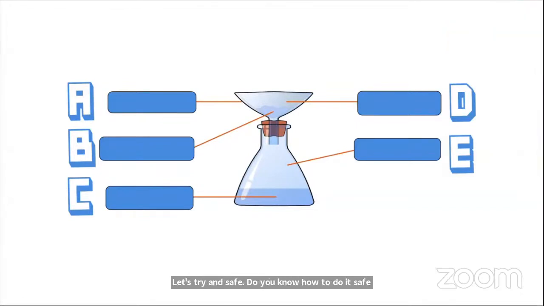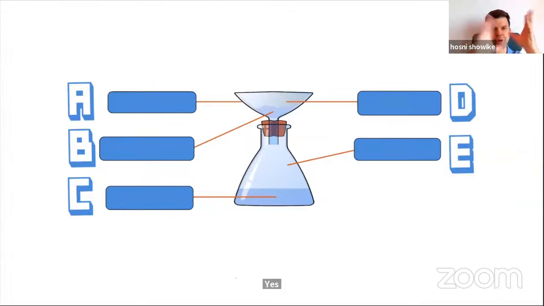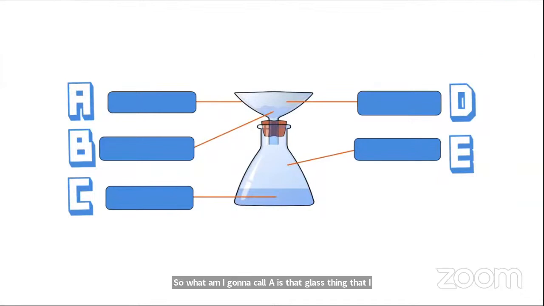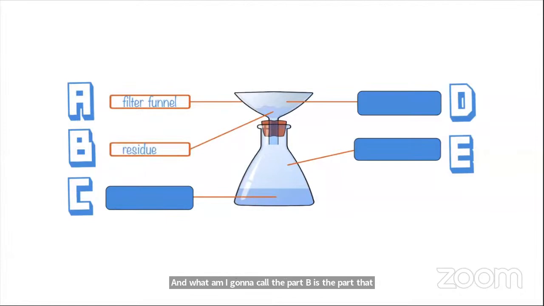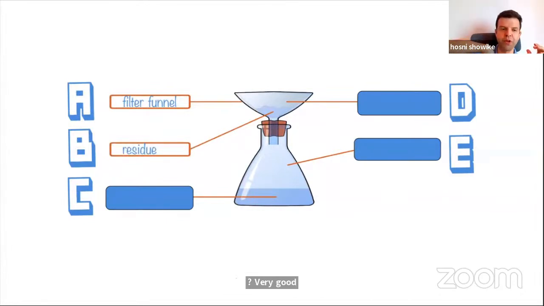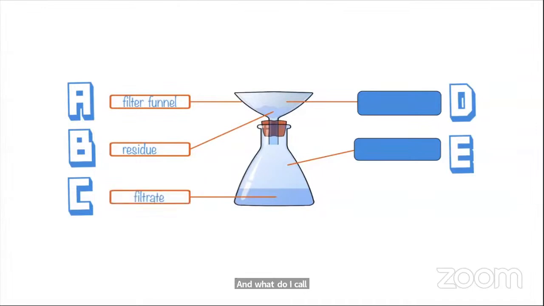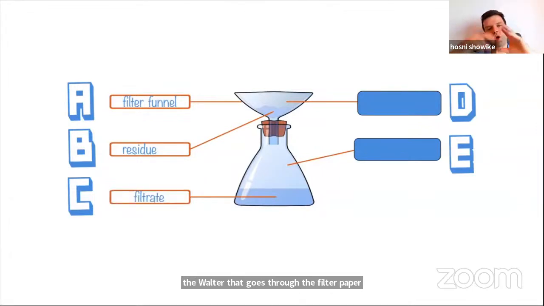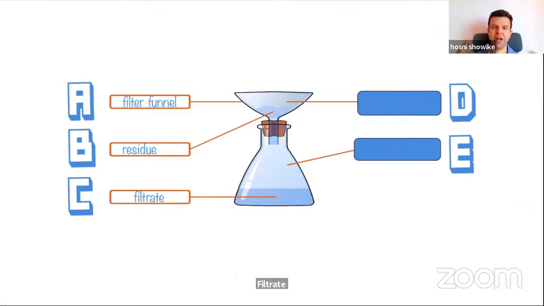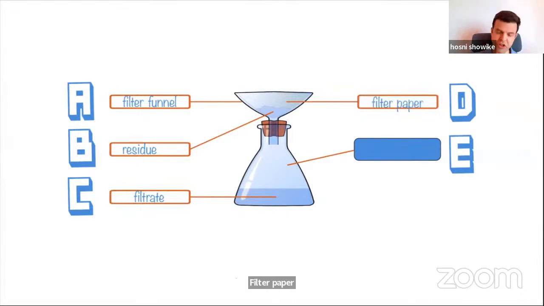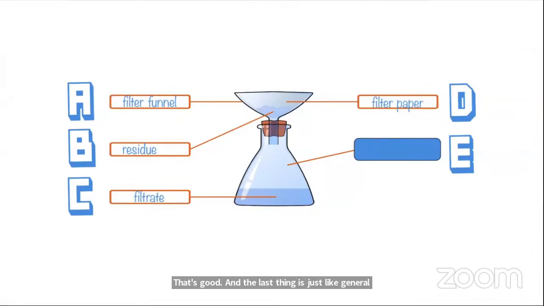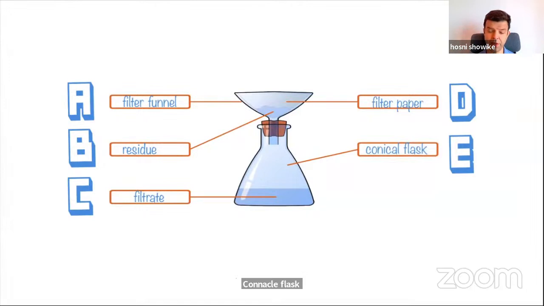Yes. Try, please. So what am I going to call A? A is that glass thing that I'm using to filter here? Funnel. Very good, Saif. What am I going to call the part B? It's the part that gets stuck inside the filter paper. Residue. Very good, Saif. And what do I call the water that goes through the filter paper? Filtrate. Very good. Now tell me, what am I going to call that paper I put inside the filter funnel? Filter paper. That's good. And the last thing is just general here. Conical flask. Very good, right? Good. So these are the labels we're going to use in this experiment.